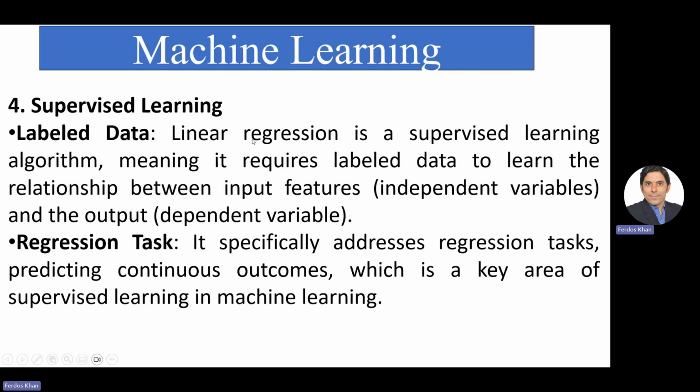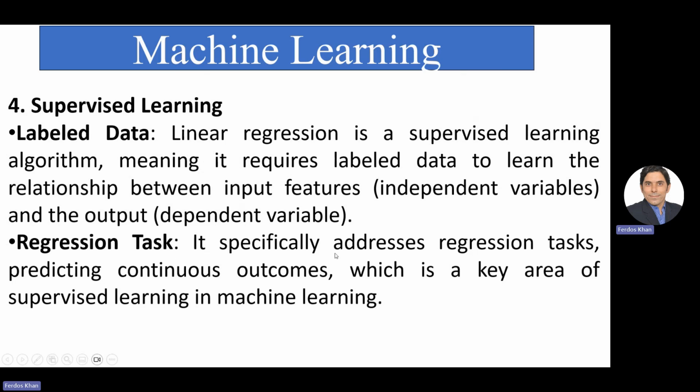Supervised learning, labeled data. Linear regression is a supervised learning algorithm, meaning it requires labeled data to learn the relationship between input features and the output dependent variable. Yes, so we need data on independent and dependent variables, and we just try to establish a relationship. The model learns from this relationship and tries to reduce the error. So labeled means this is supervised learning. You have data on the dependent variable as well, and unsupervised means you don't have this predictive relationship. You are just trying to find some pattern and structure in the data.